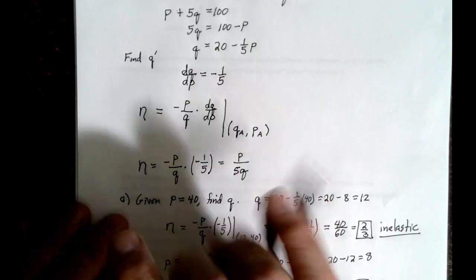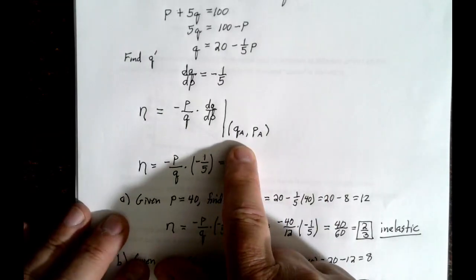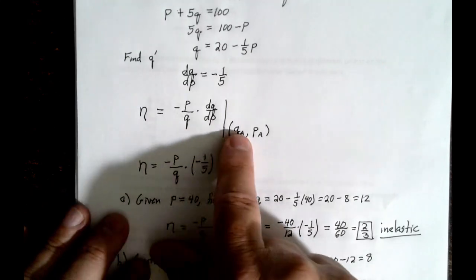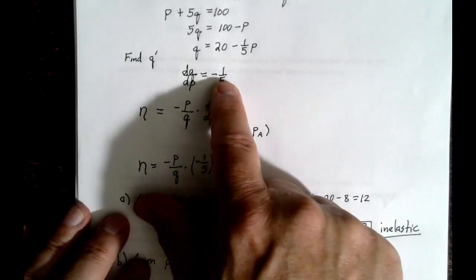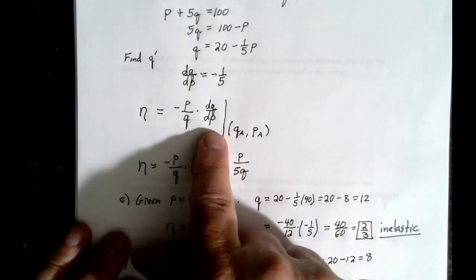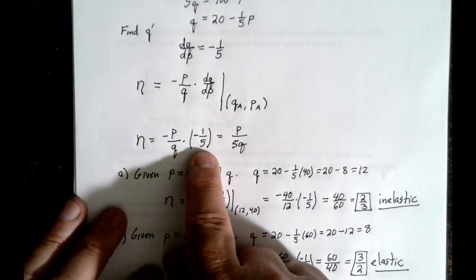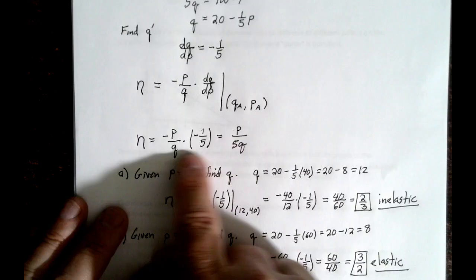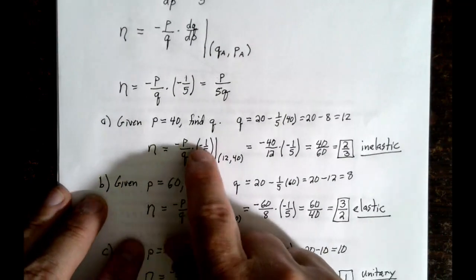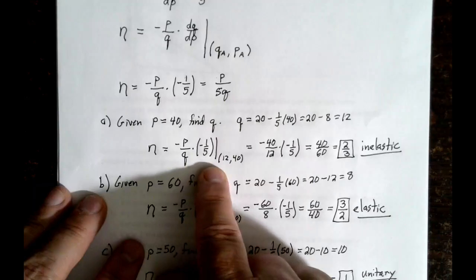So now this is your elasticity of demand function equation. You'll always be using this no matter what. This part doesn't change. What changes is the function and the values that you plug into the function. So our dQ/dP is negative 1/5 here. We plug that in, and if you multiply that out, you get P over 5Q. Now you just have to plug in your P and your Q into this and find your elasticity.